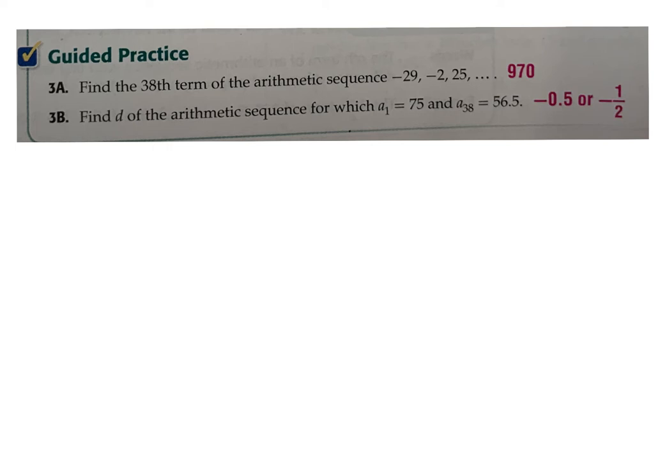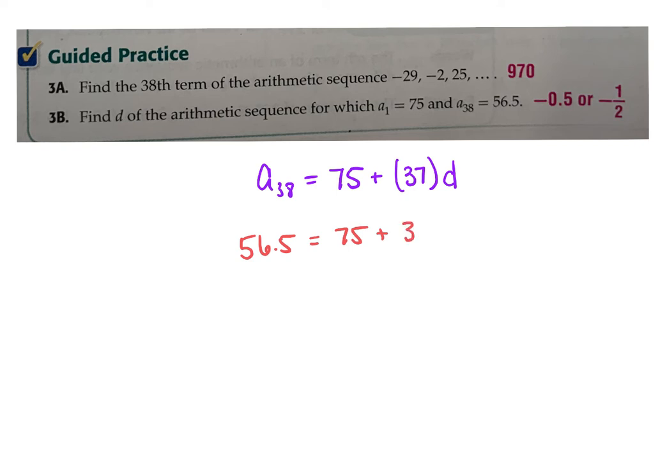For B, they told us the 38th term was 56.5, and the first term is 75. And so we're going to put that in the standard explicit formula that we have. The 38th term should equal the first term, plus n minus 1, here is going to be 37 times my common difference. And so I will subtract the 75 and then divide by 37.